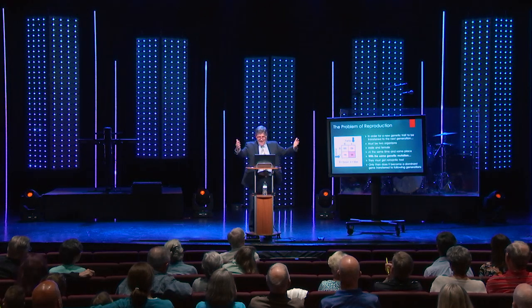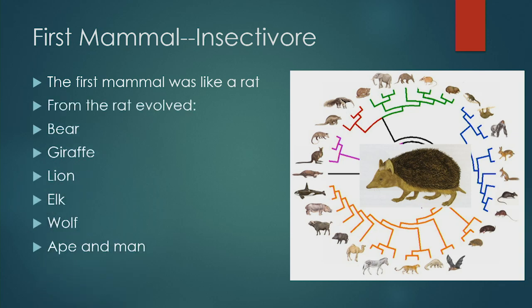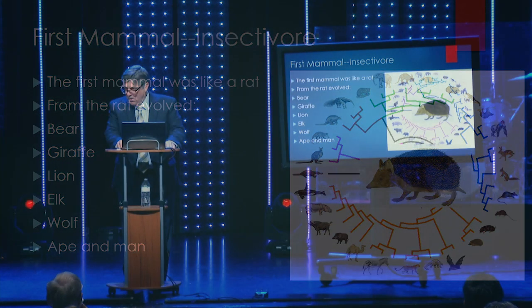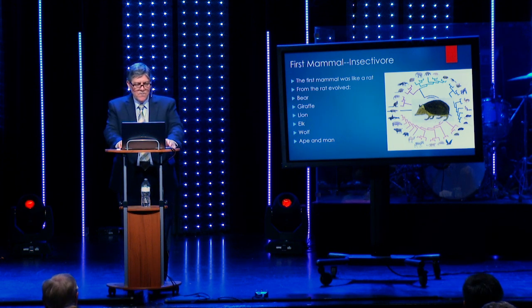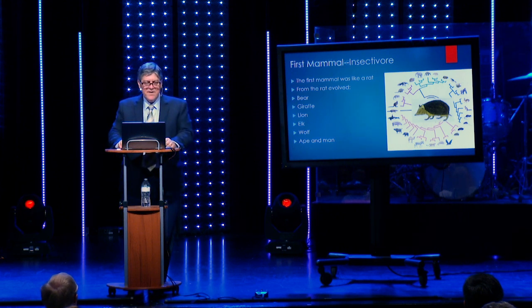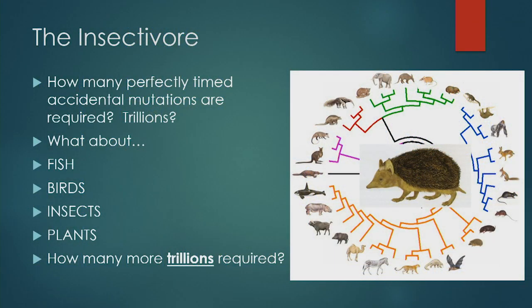I mean, you can understand what might happen once in a while, but let's just look at mammals, for instance. The first mammal was said to be like a rat. It's called an insectivore. It's basically a rat that ate bugs. So from the first rat evolved the bear, the giraffe, the lion, the elk, the wolf, from ape all the way to man. Now, can you imagine all of the perfectly timed accidents of chance that are required for this scenario to occur? And then let's add to this fish, birds, insects, plants. How many more trillions of perfectly timed accidents of chance are required?